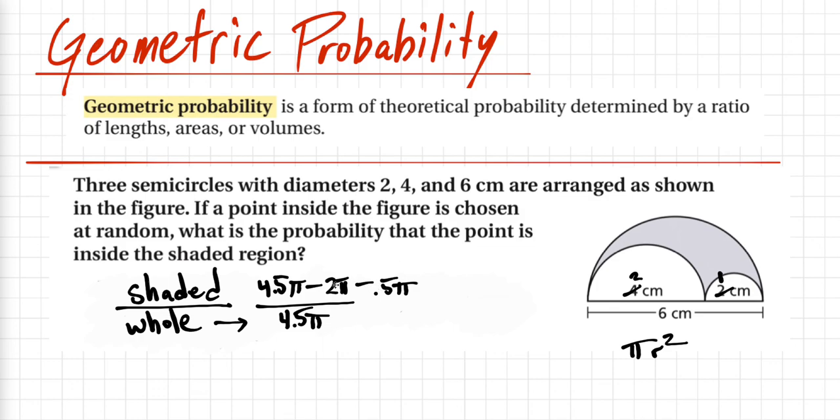Okay, so the shaded part is 4.5 pi, which is the big circle, and then you subtract off the two little white ones. So we end up getting 4.5 pi minus 2 pi minus 0.5 pi, divided by 4.5 pi. The reason I left the pi on is because I knew they would cancel. You could have done this as a decimal all along and it would have been just fine. I just didn't have a calculator. So 2 divided by 4.5 is 4/9.